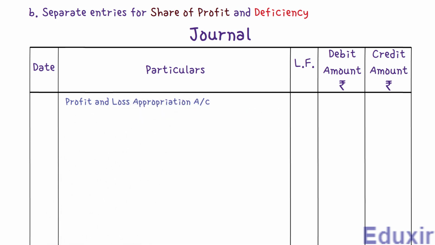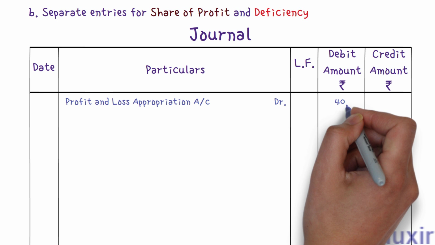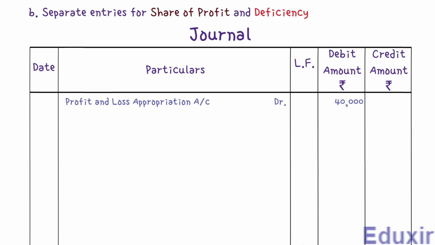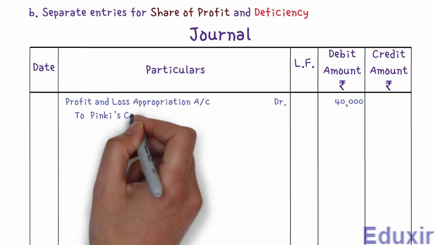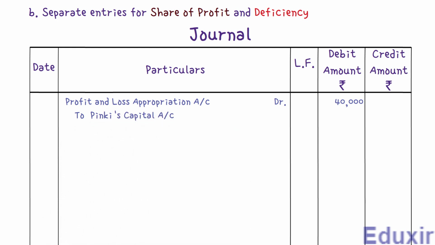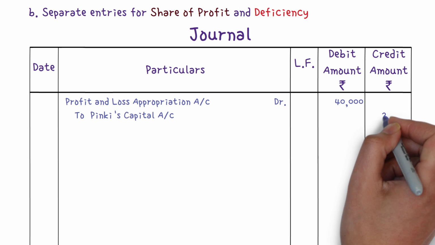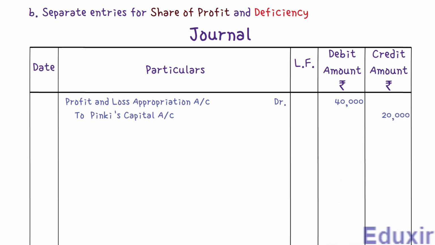Let's then write the text DR to indicate that this is a debit entry. Let's then write the corresponding debit amount of 40,000 rupees in the debit amount column. Let's then write the first credit entry into the partner Pinky's capital account. Let's then write the corresponding credit amount of 20,000 rupees in the credit amount column. Note here that this is the profit share amount calculated as per the profit sharing ratio. It is not the actual profit.